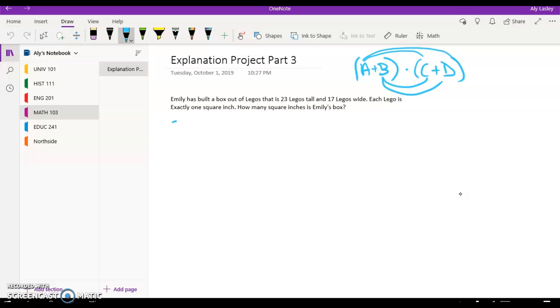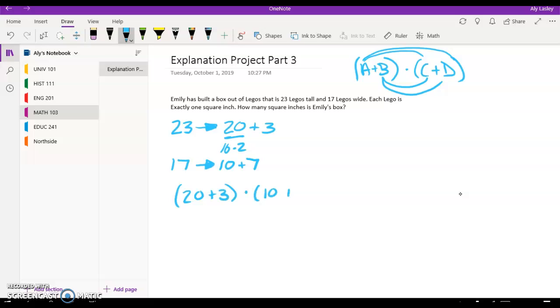So what we're going to do is take that first number, 23, and try to split it up into a base 10 number and the remaining section of it. So for this number, it's going to be 20, because that's a multiple of 10, 10 times 2, plus 3. And then we're going to do the same thing with 17. So it's going to be 10 plus 7. So then our problem is going to be 20 plus 3 times 10 plus 7.